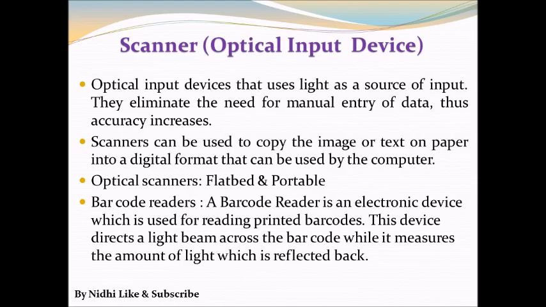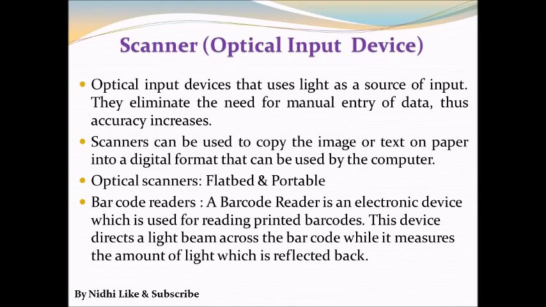And optical scanners are also categorized into 2 parts: flatbed and portable. Portable means we can move these types of scanners, that is handheld scanners that can be used in phones, etc. And flatbed scanners, as compared to portable, are heavy and can be used at a particular place. And barcode readers also come under the category of scanners, that are handheld scanners.